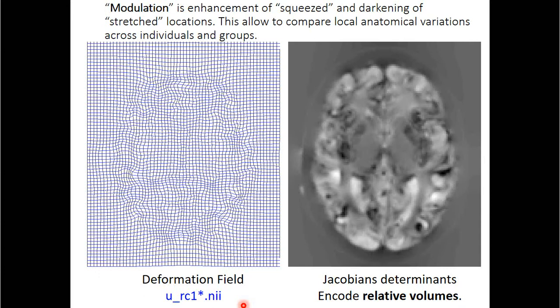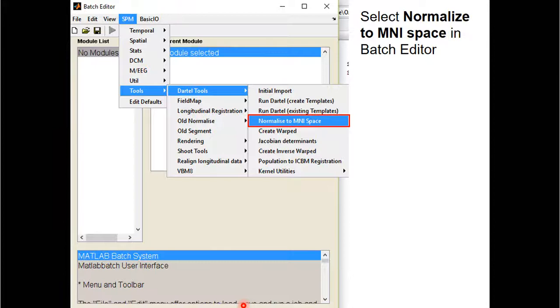But at the level of the step of normalization towards MNI, you indicate just this local deformation field, and the rest will be estimated online. So this is how you do it. You go to SPM, Tools, DARTEL Tools, and this time you select Normalize to MNI space.